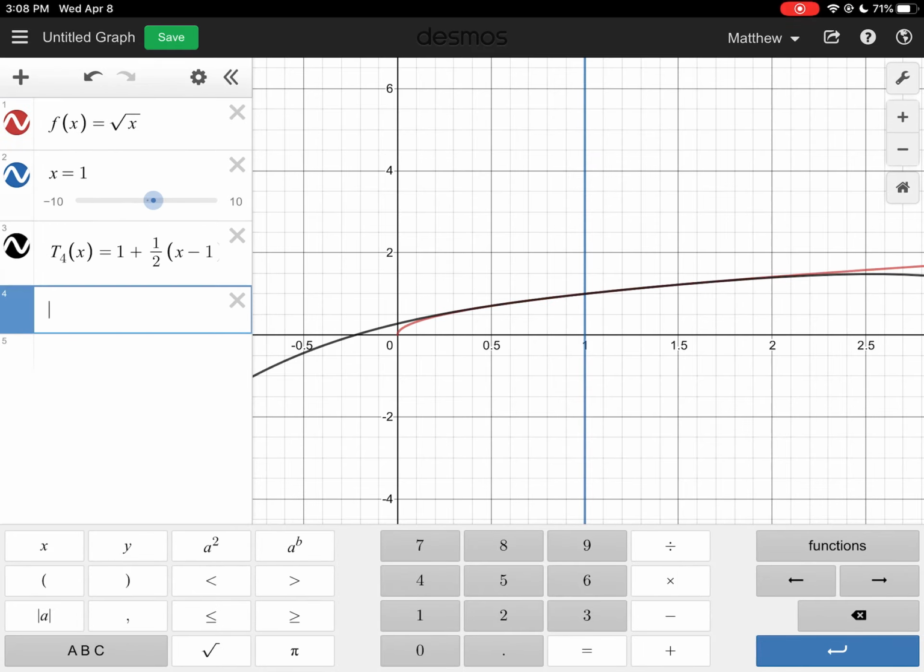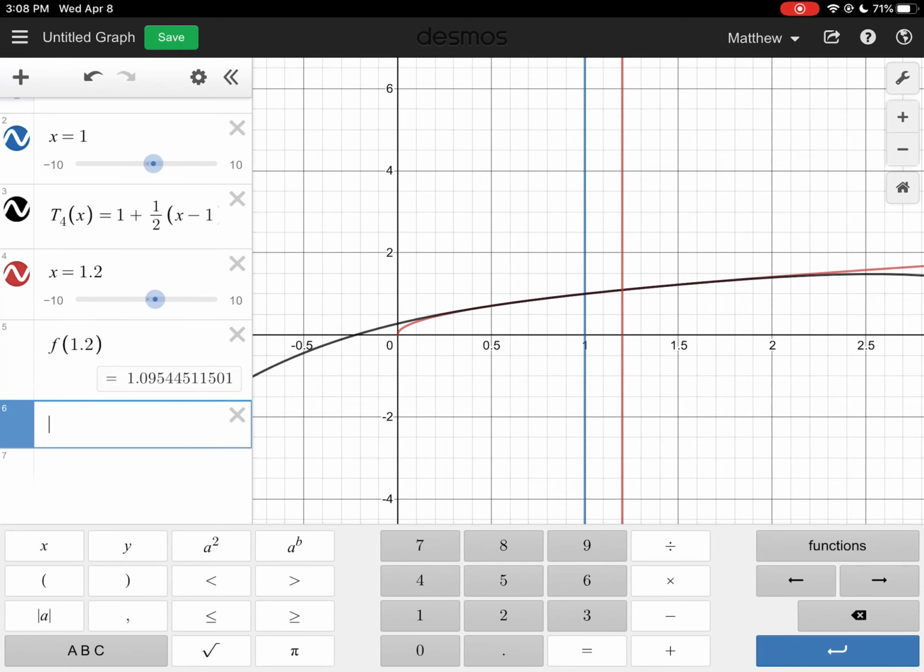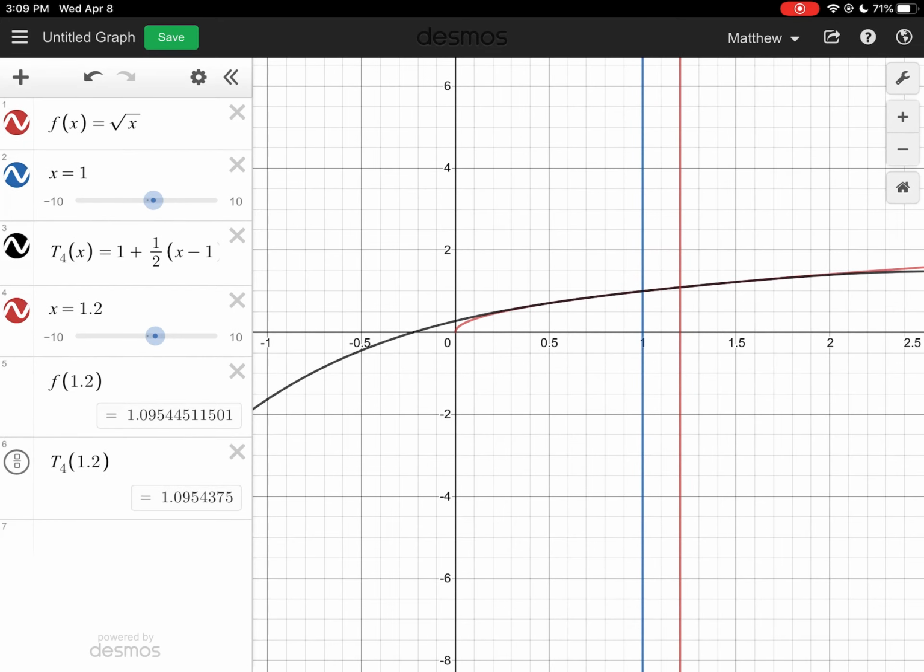If I wanted to find out what the square root of 1.2 was, I would simply plug 1.2 into that function. Let me make a vertical line, x equals 1.2. If I were to say, hey, what's the square root of 1.2? That's like plugging 1.2 into that function f. We can also plug 1.2 into the Taylor polynomial. So I can say, okay, well, what's t sub 4 of, and plug 1.2 into that. And notice that when you plug 1.2 into the original function, you get one answer. When you plug 1.2 into the Taylor polynomial, you get a different answer, but they're very similar.